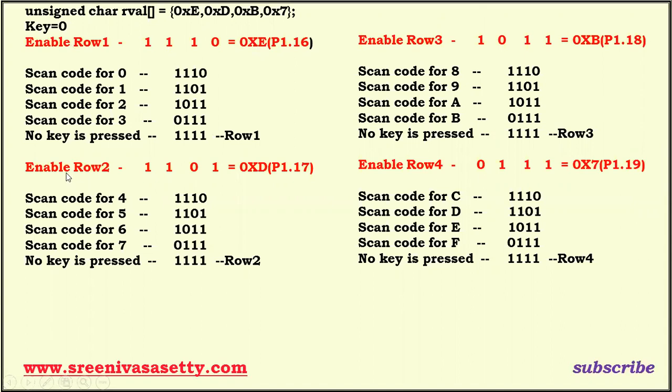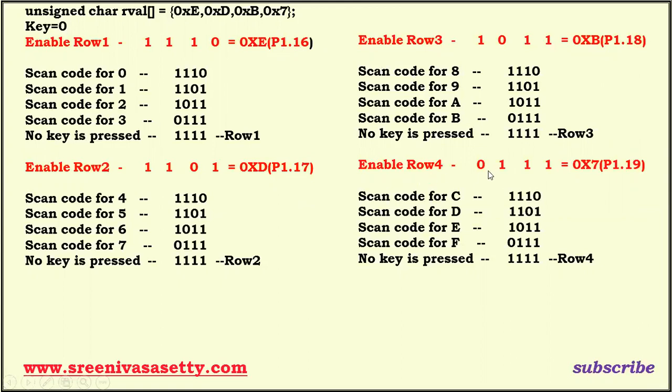Then to enable row 2, this is the data. The hexadecimal equivalent of this number is 0xD. 0x stands for hexadecimal. We are going to control the second row using P1.17 and the first row using P1.16. To enable row 3, we have to make row 3 equal to 0. This is hexadecimal, and this is binary. We are going to control row 3 using P1.18.